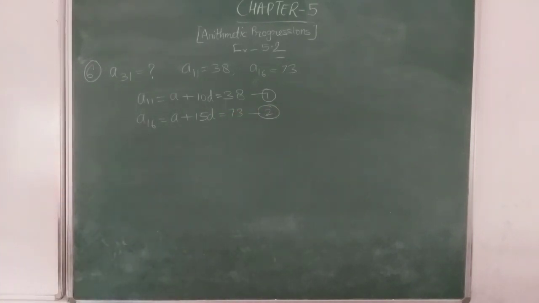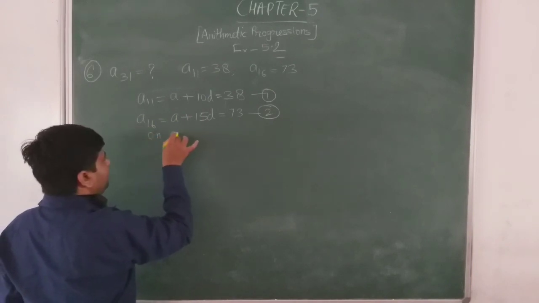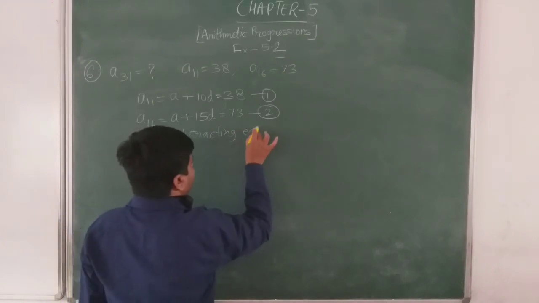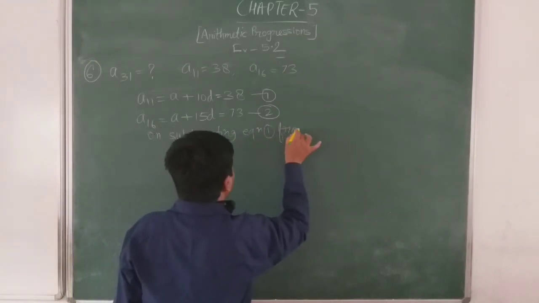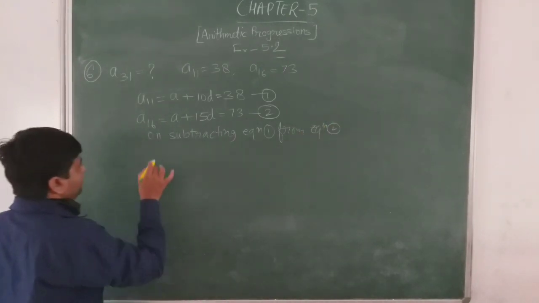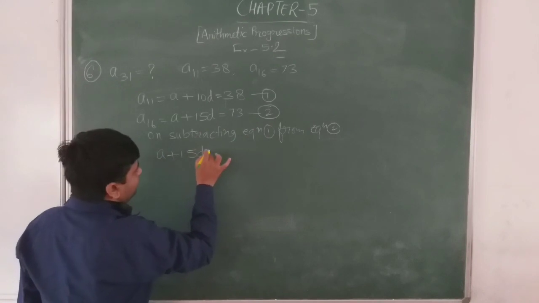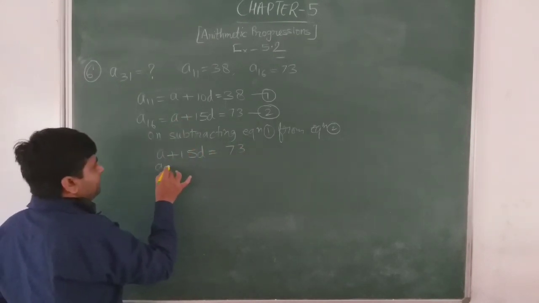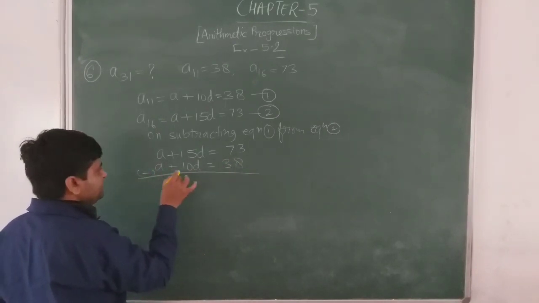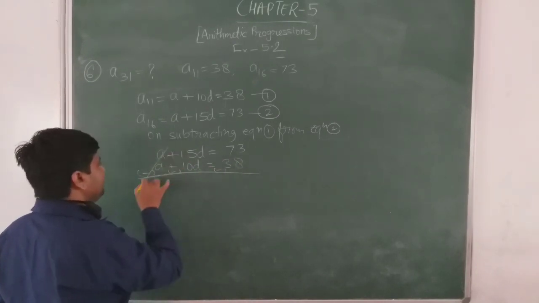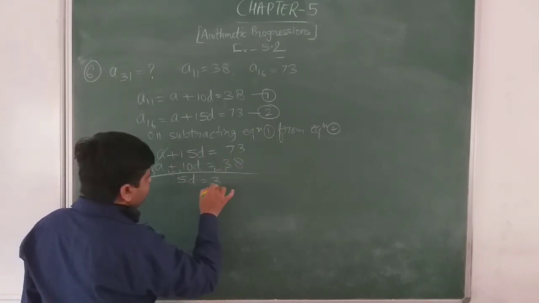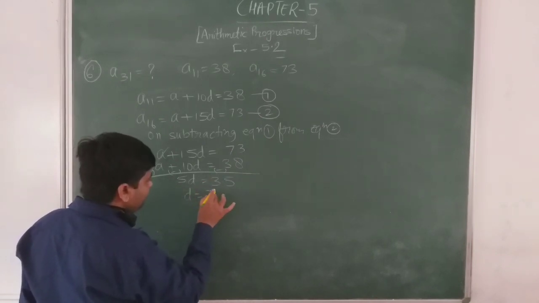Now we can solve these equations by subtracting. So on subtracting equation 1 from 2, or 2 from 1 also we can, here 1 from equation 2. So second equation first. So it is a plus 15d equals 73. Next is a plus 10d equals 38. Now on subtracting, signs changed, minus, a is also minus, cancelled. 15 minus 10 is 5. So 5d equals 73 minus 38, that is 35. So d equals 35 divided by 5, 5 7s are 35, so d is 7.